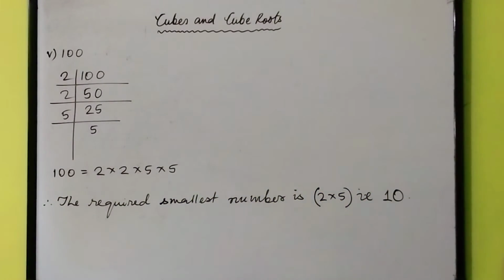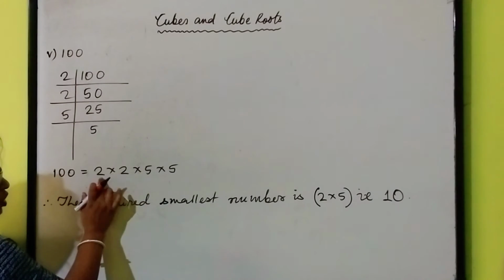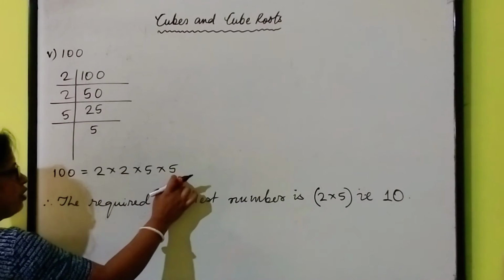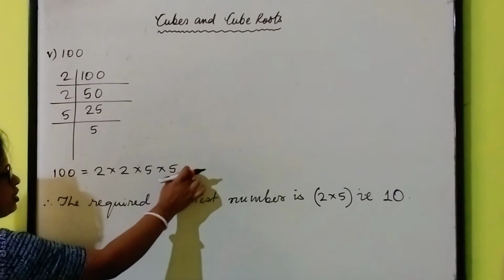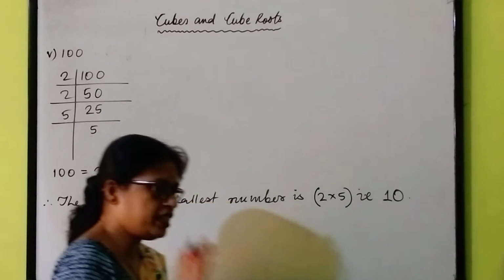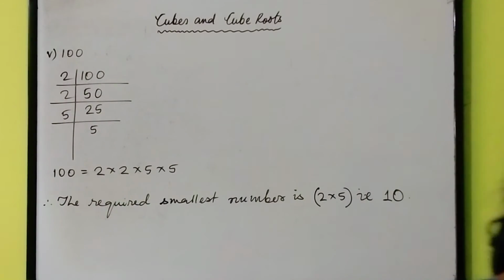Just find out the smallest number by which you have to multiply to make it a triplet. Here 2 is not forming a triplet, so you have to multiply by 2. Here 5 is also not forming a triplet, so you have to multiply by 5. So 2 into 5 is 10. That means 10 is the smallest number by which 100 must be multiplied to make it a perfect cube. Okay, clear? Now let me go to the next question.